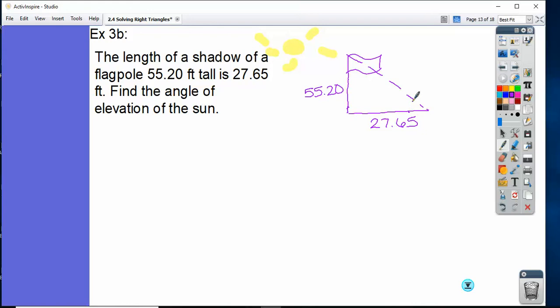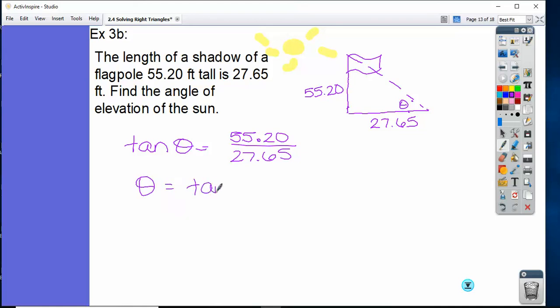Going up, this time it does fall in my triangle, doesn't it? So that is the angle I'm looking for. I'm going to call that theta. What trig function would you use? Opposite over adjacent, so tangent theta equals 55.20 over 27.65. Anytime you want the angle, that's when you do the inverse. We are just going to give our answer as a decimal with 4 significant digits.